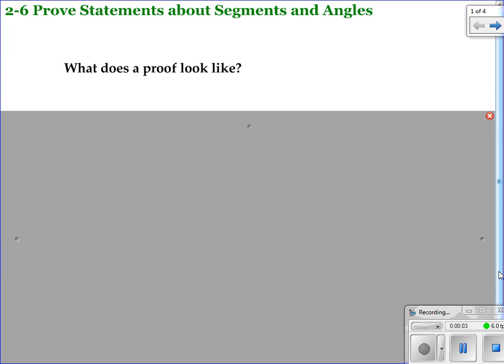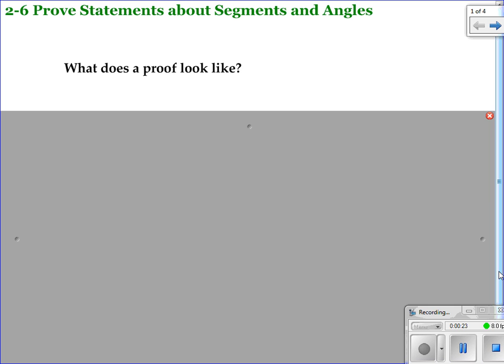A couple of sections left for chapter 2. They're both talking about proofs. This one is a little bit more talking about proofs than the last one, but this is an introduction to double column proofs. Last section we looked at algebraic proofs, where we had the 2 columns. You did your algebra on the left without showing your work, and then you had your reasons on the right.